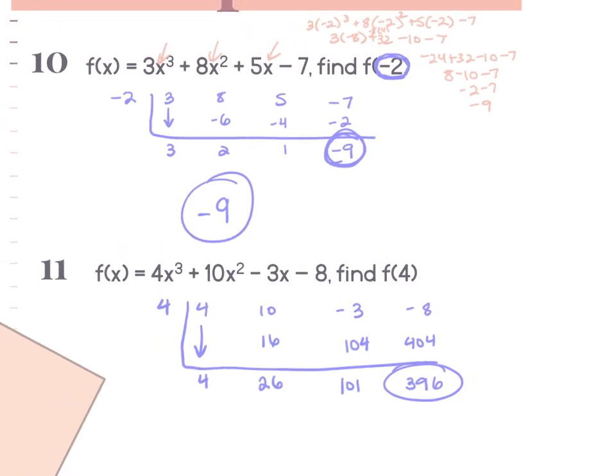So we took the -2 for the first one, put it on the outside, did synthetic division, and found the remainder was -9. That is your answer. And then we took 4, put it on the outside, did synthetic division, and the remainder is 396, and that is the answer. Still okay, right? Okay.